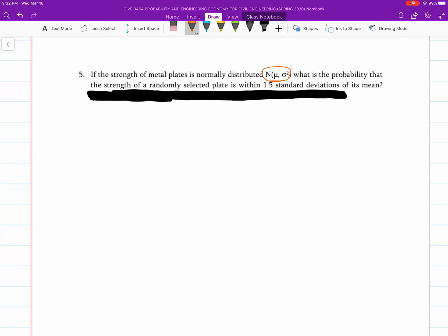We know this is a normal distribution, and the normal distribution here is basically N(mu, sigma squared). That's it.